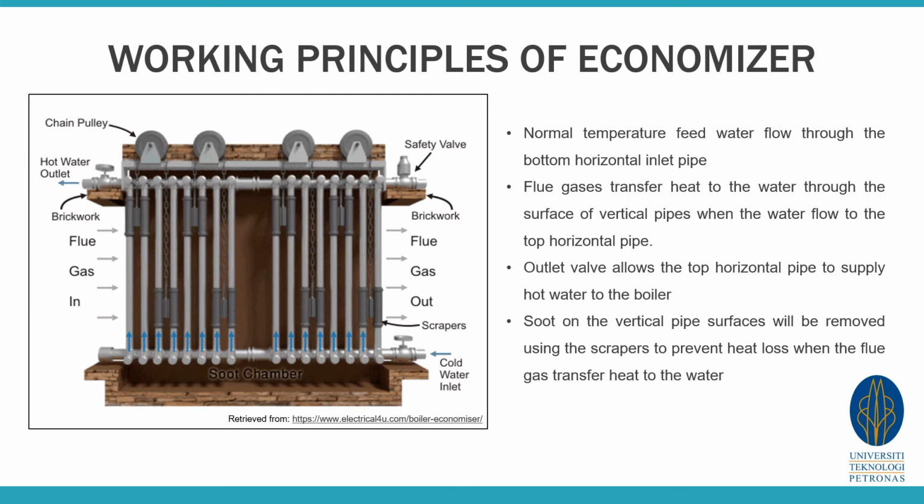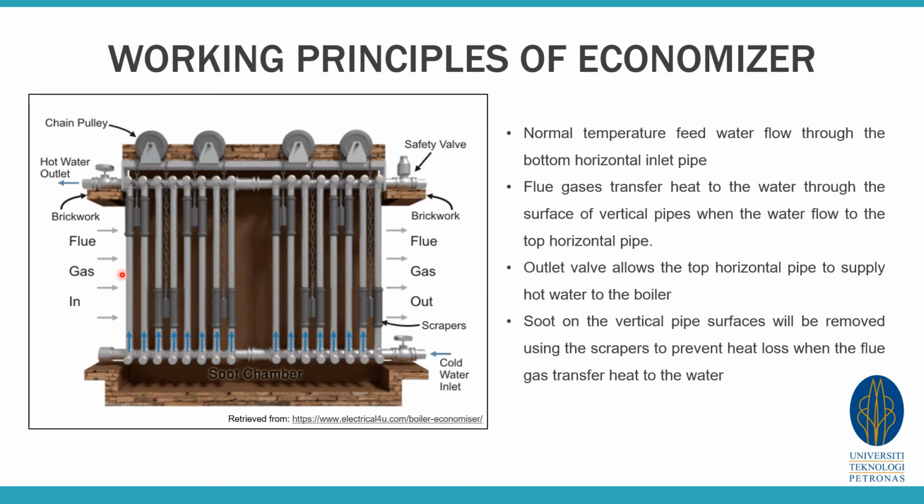Now, I will explain the working principles of the economizer. The economizer consists of several parts, which can be shown in the diagram. First of all, at the bottom horizontal inlet pipe, water at normal temperature will flow through it into the economizer. Then, the flue gases from the boiler furnace will transfer heat to the water through the surface of the vertical pipes, and the water flows to the top horizontal pipe.